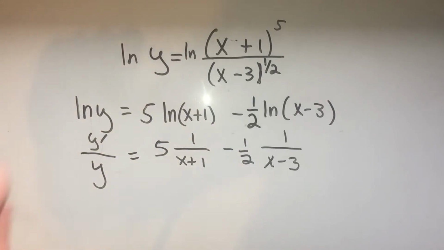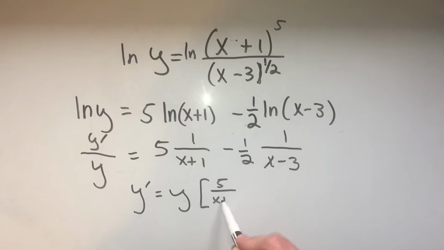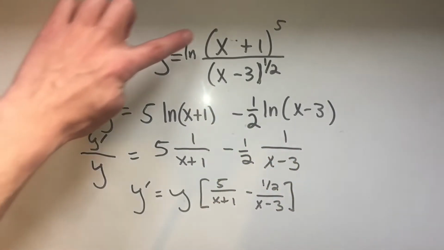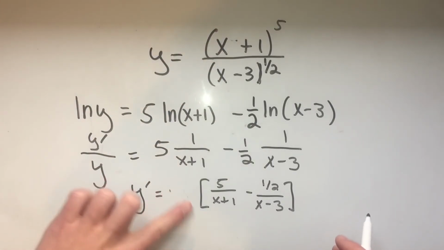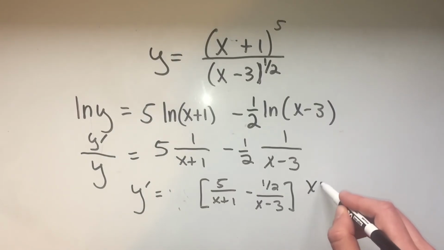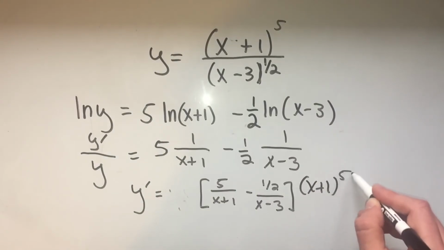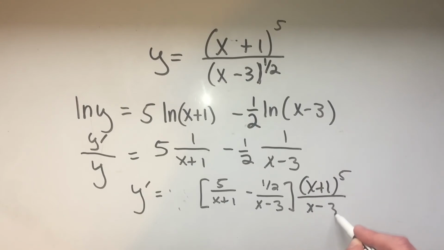Now y prime is the answer, so I'll multiply both sides of this equation by y. And actually, I know what y is, don't I? Y was that original thing that we had up there. So I'll just replace y, I'll write it over here to the right. And there you go, there's your derivative.